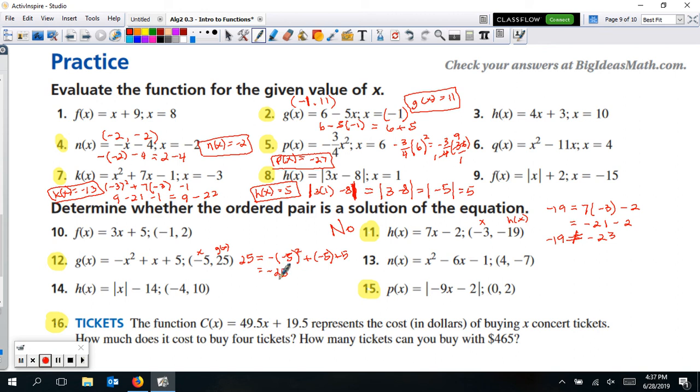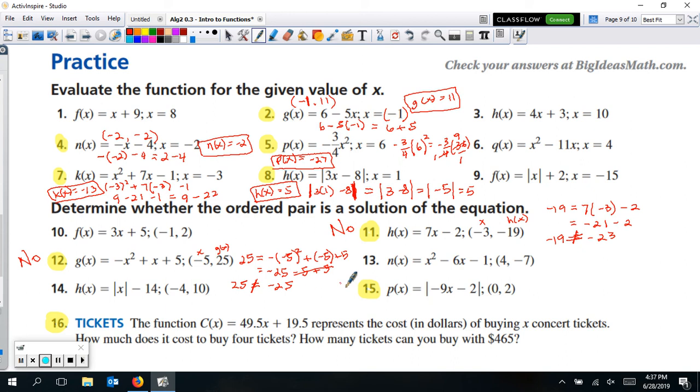Over here I have positive times negative, which is negative 5, and then we still have the plus 5. Well, 5 and negative 5, these two I know are going to cancel each other out. So we have our 25 is equal to negative 25. So that is not correct. 25 does not equal negative 25. So 12 is also no. That wasn't a solution.